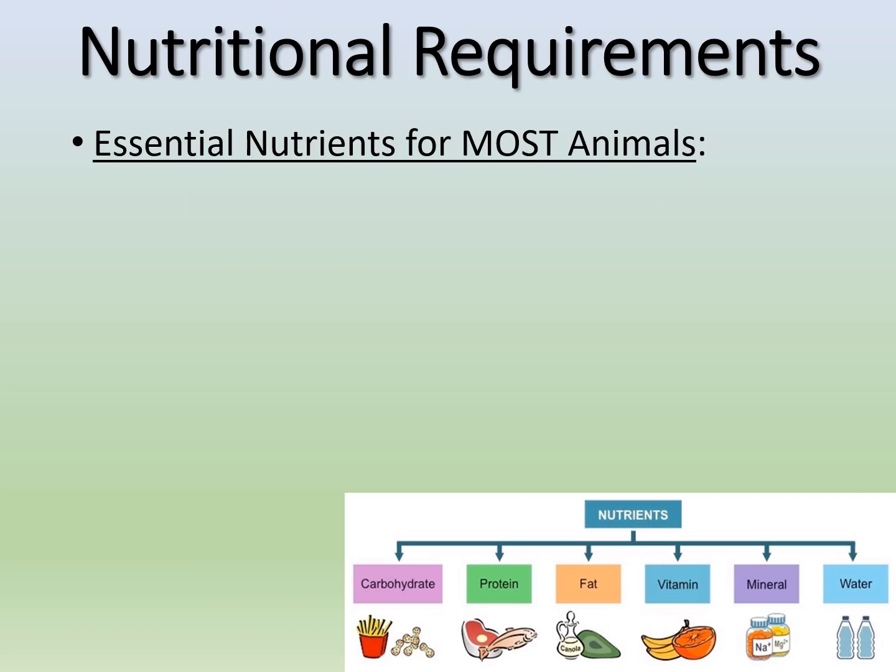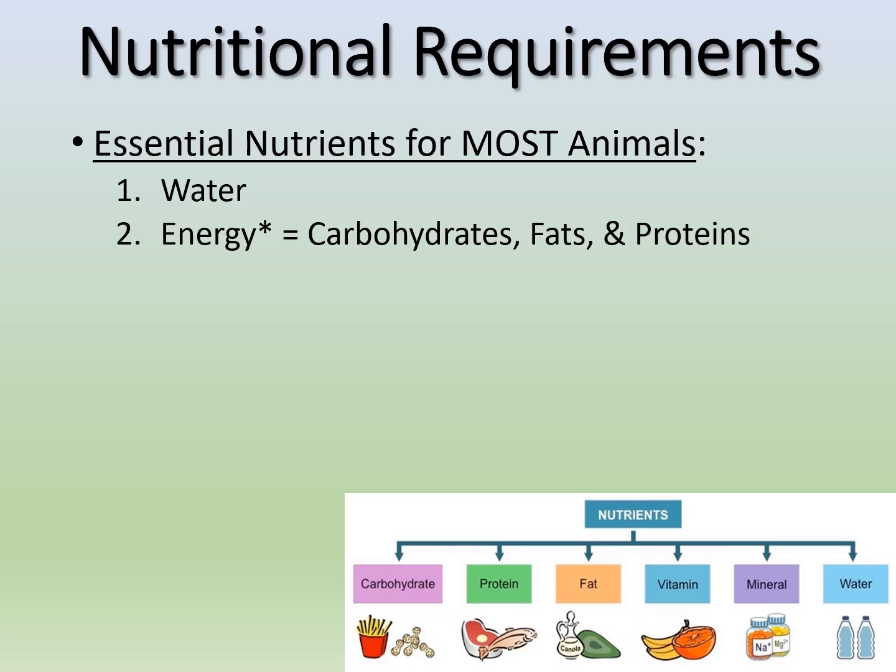So we started talking about essential nutrients. What is required for most animals? Now we just said all plants and animals require energy and water. Water is obviously the number one essential nutrient for pretty much all life, right? And then we need energy. Energy has an asterisk because we can get that energy in a couple of different ways. We'll have a whole lecture on the differences between carbohydrates, fats, and proteins. But they are basically how we get energy into our body and into our cells, right?